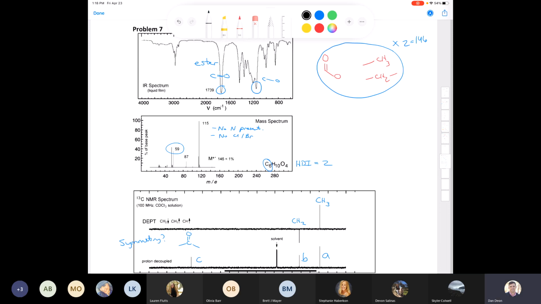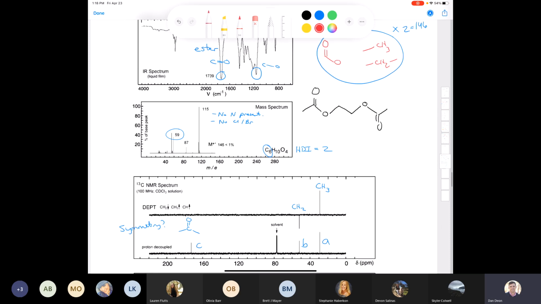If I have my 2 methylenes like this, and I have my 2 oxygens like this, and my 2 carbonyls like this, this is a possible structure, isn't it? I'm not saying it's right, but it's a possibility. This methylene and this methylene are chemically equivalent. They're not going to split each other. So I'd get a signal for 4 protons here because of the axis of rotational symmetry. These 2 methyl groups are also chemically equivalent.